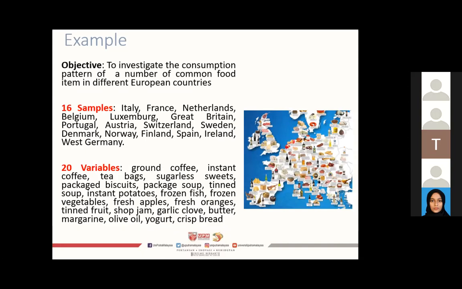This is an example of a food data set. For this study, data were collected to examine similarities and differences of food consumption between European countries and the possible explanation. The dataset consists of 16 samples, the European countries, and 20 variables, the common types of food consumed in Europe.